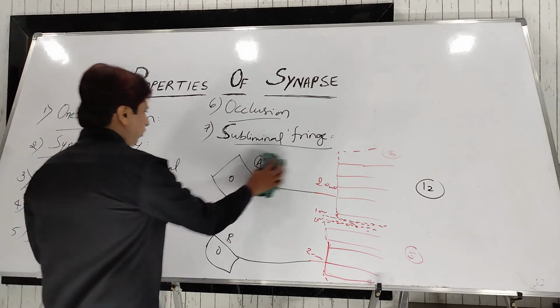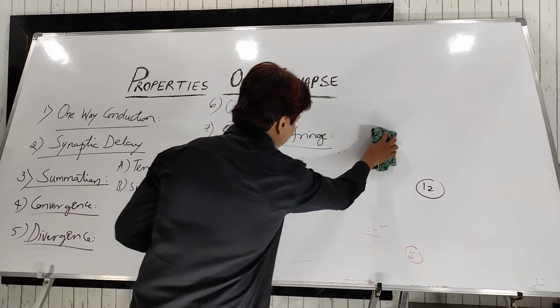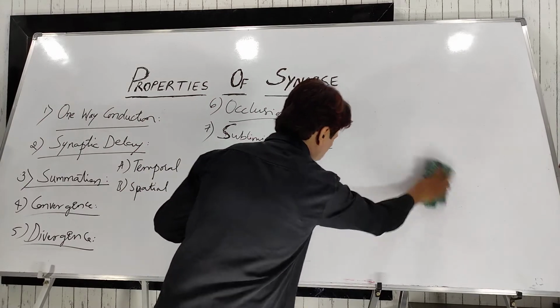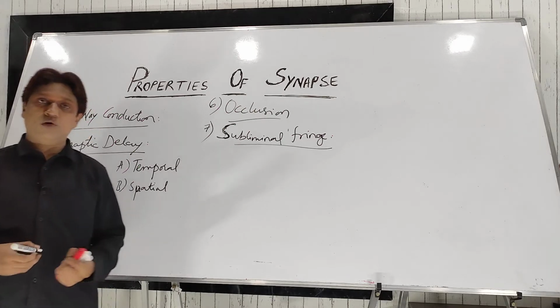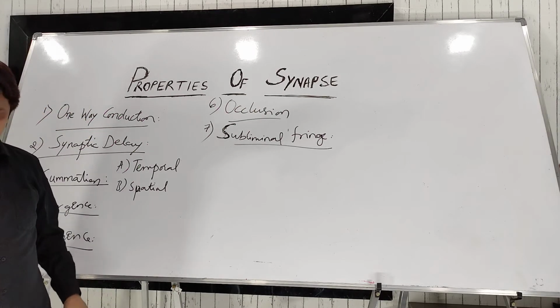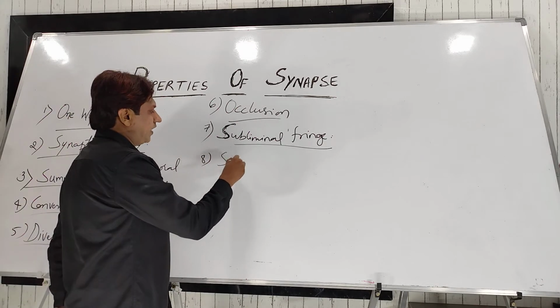Okay, so that's what we know. We need to know about these properties of the synapses in our neuronal junctions, that is in the neurons. There are so many properties, but few are important, we have discussed here. Now there are again more, we'll discuss a few more important properties. Then we have the synaptic fatigue.